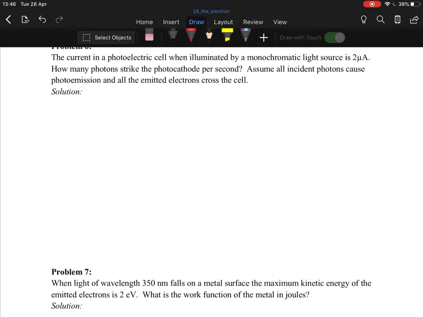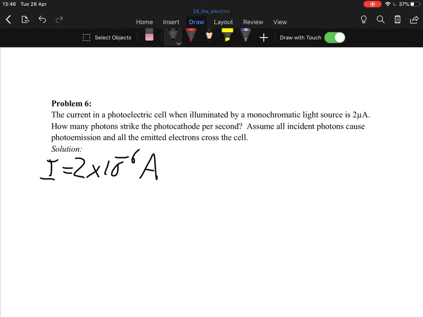The current in a photoelectric cell, when illuminated by a monochromatic light source, is 2 microamps. So current is I, 2 micro, convert that: 10 to the minus 6 amps. How many photons strike the photocathode per second? Assume all incident photons cause photoemission and all emitted electrons cross the cell.